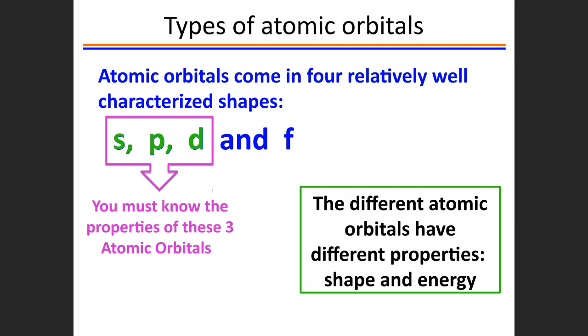but with different energy levels. And that's why, according to the energy level and movement pattern, we have four different types of orbital. So S, P, D, and F. The different atomic orbitals have different properties like shape and energy, as I just said.